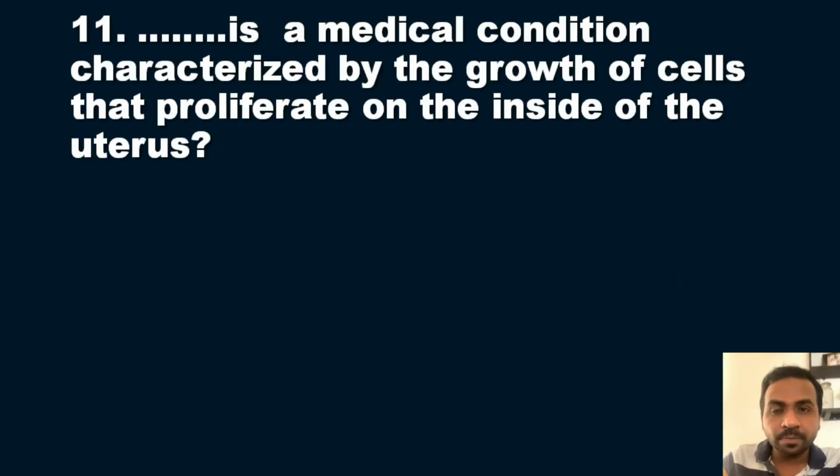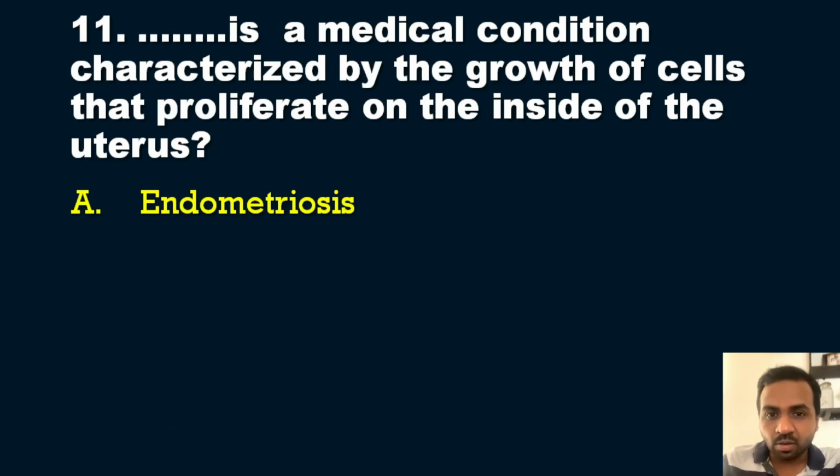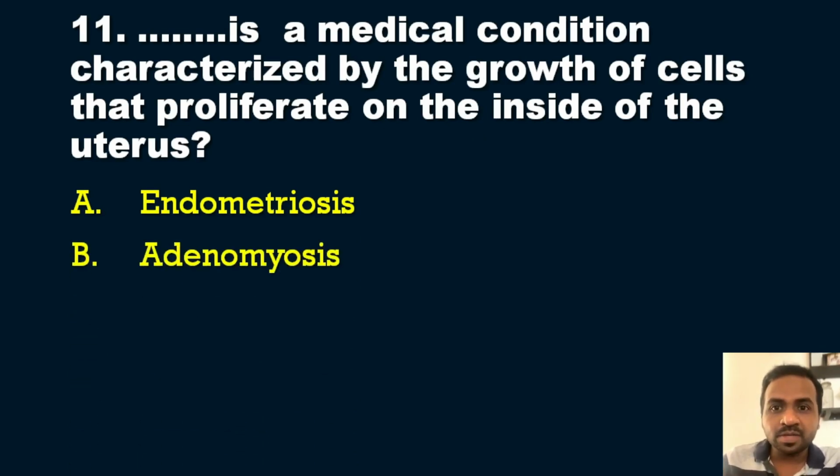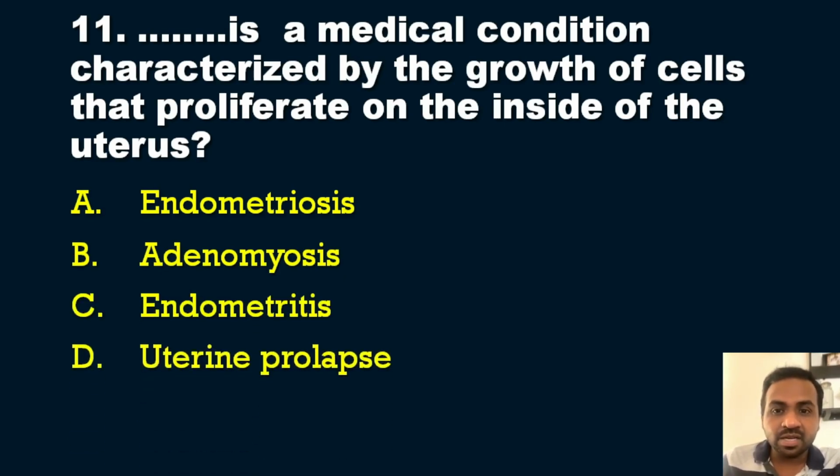Now we can move on to the 11th question in our series. The question is: dash is a medical condition which is characterized by the growth of cells that proliferate on the inside of the uterus. There are chances that you may confuse the options. The options are: A, endometriosis; B, adenomyosis; C, endometritis; and D, uterine prolapse. So what is the answer?